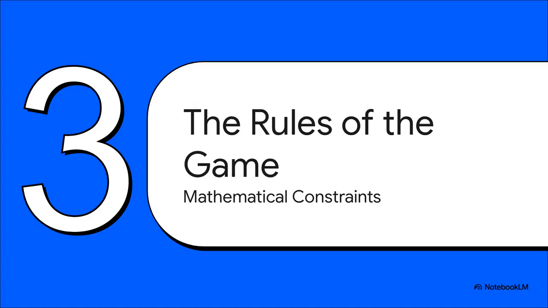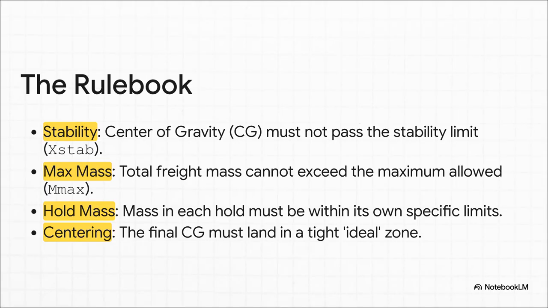Okay, so the computer has all these little yes or no switches, but you can't just let it start flipping them randomly, right? It needs a rulebook. In the world of math, we call these constraints, and they make sure the final plan is actually safe and physically possible. And these rules are absolutely non-negotiable.